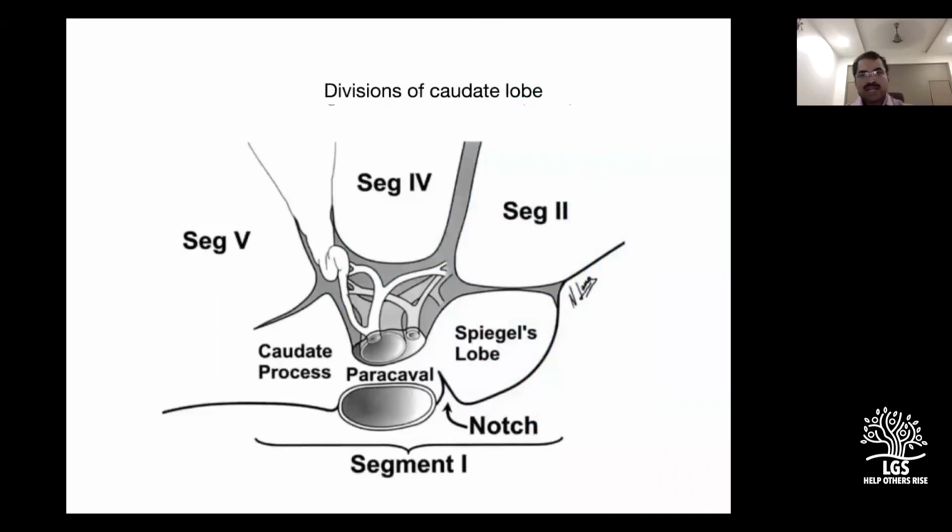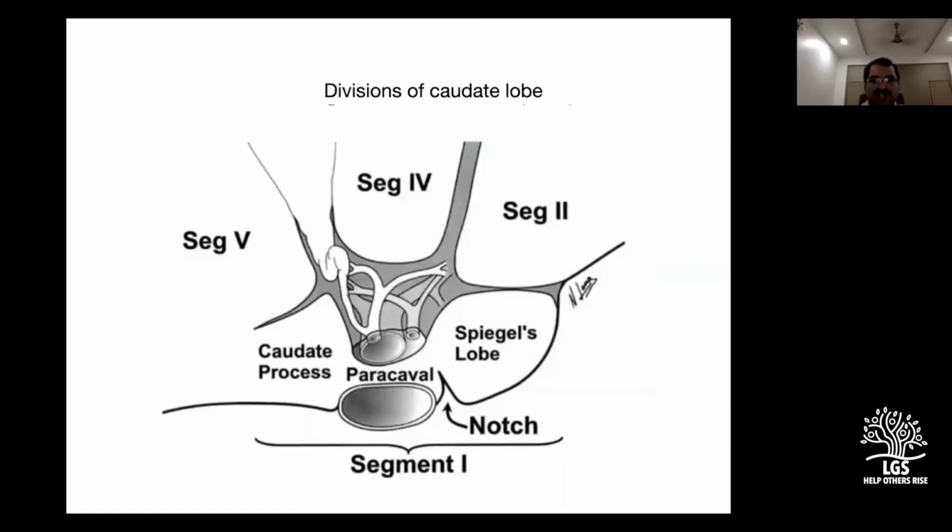So caudate lobe is actually divided into 3. One is the Spigelian lobe or the caudate lobe proper, which is situated to the left of IVC, and there is a paracaval portion which is anterior to the IVC, and there is a caudate process which is situated to the right of IVC.